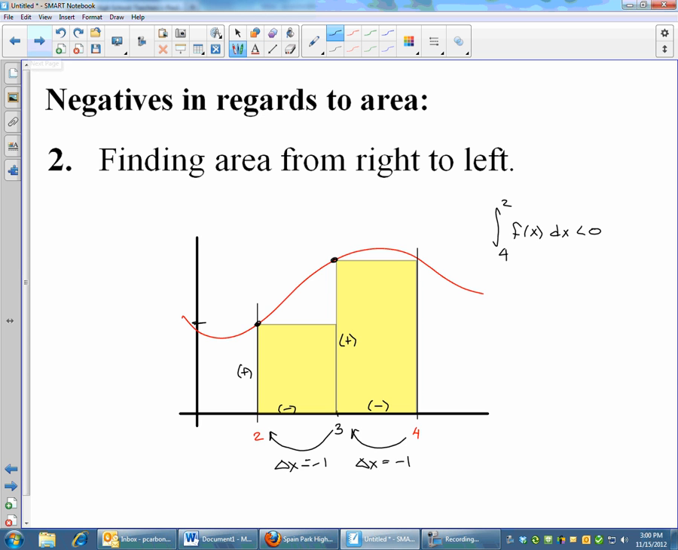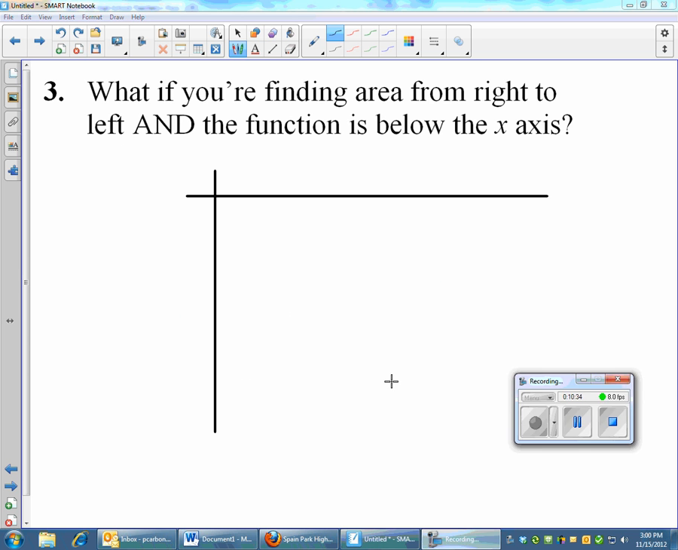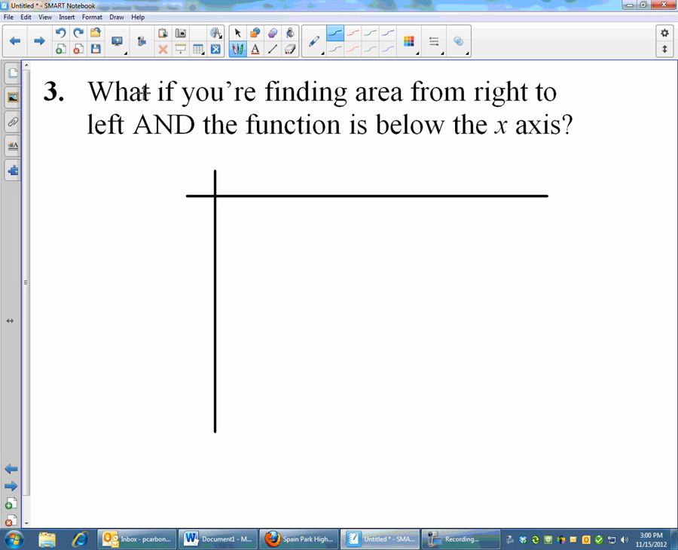And then the last example I wanted to do here, how much time have I spent? 10 minutes. Not too bad. Okay, what if you're finding area from right to left and the function is below the x-axis? So now we're kind of combining the two, and y'all are pretty astute. I bet you know what's going to happen here.